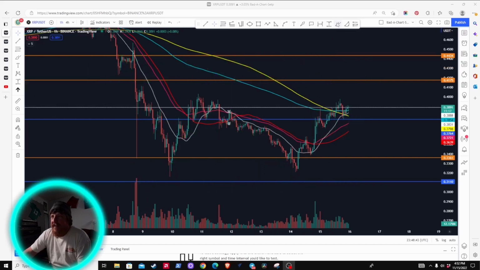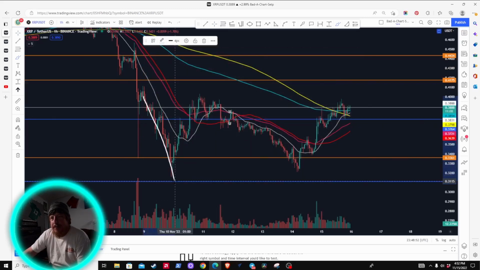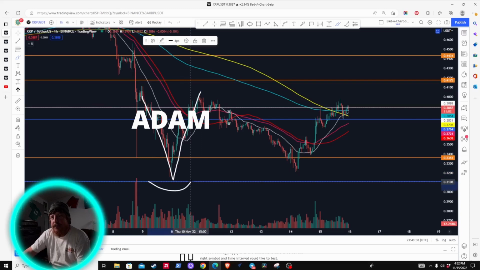Now, one thing that we can spot right away is what looks like an Adam and Eve double bottom. I'll put a little graphic on the screen so you guys can know what I'm talking about, but more or less it's just a bounce with a very, very steep recovery that makes the V, or as they call it, the Adam in the overall double bottom. That's the bottom number 1.